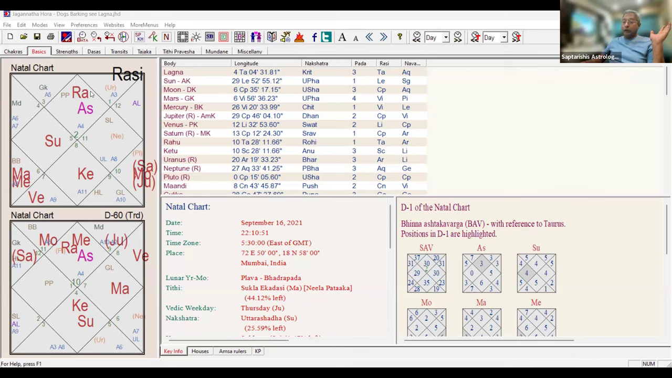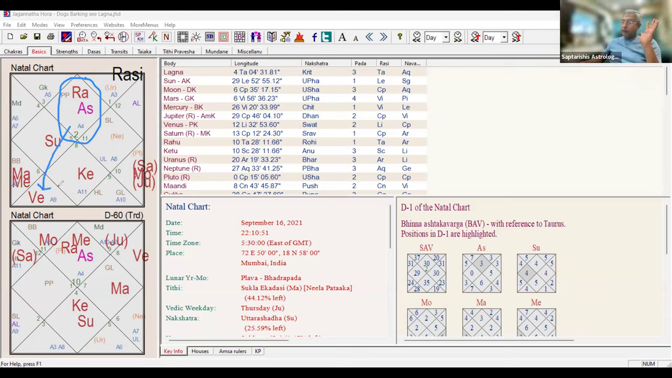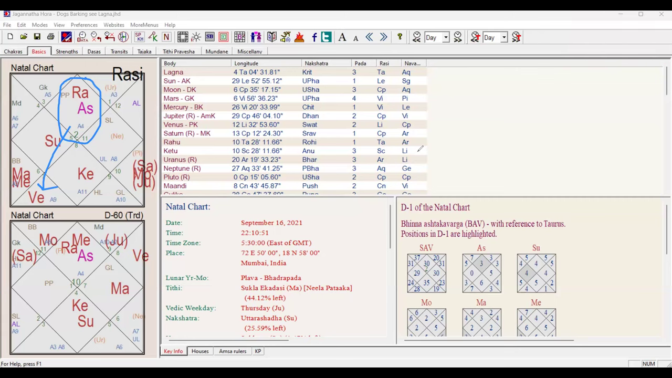Now, what is the background of the person? Something to do with dogs, alcohol, addictions, obsession. Correct. Where is the Lagna Lord sitting? Sixth house. What is the meaning of the sixth house? Animals, pets, etc.